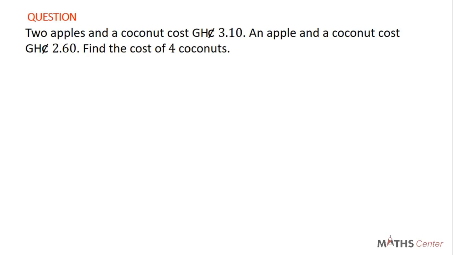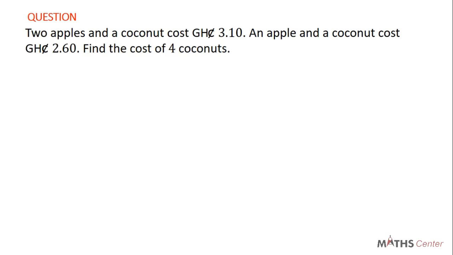2 apples and a coconut cost 3 Ghana cedis 10 pesewas. An apple and a coconut cost 2 Ghana cedis 60 pesewas. Find the cost of 4 coconuts. What does the question want us to find? The cost of 4 coconuts.